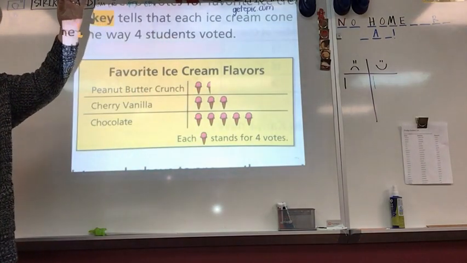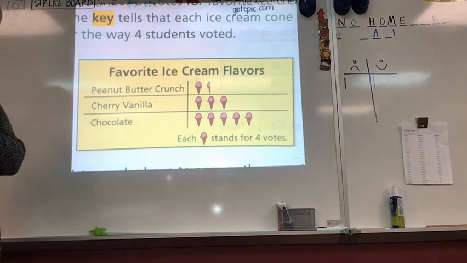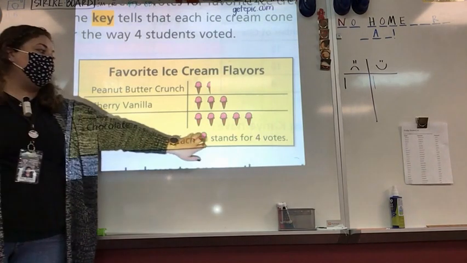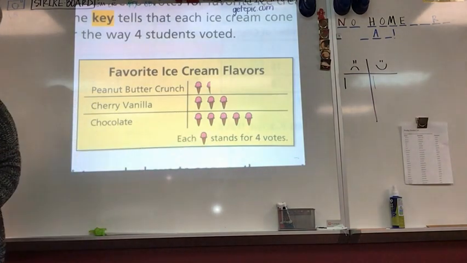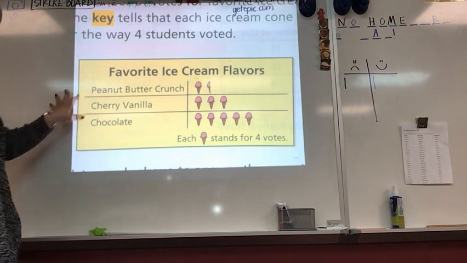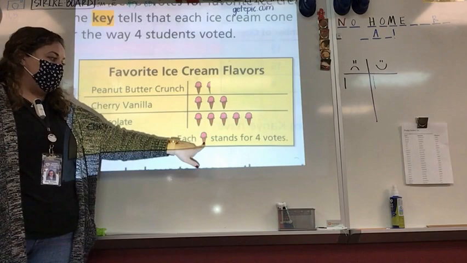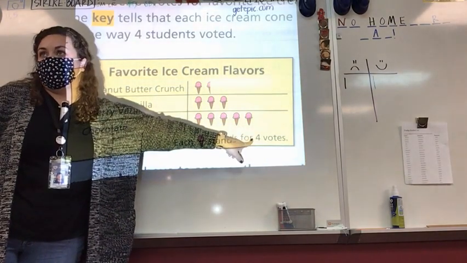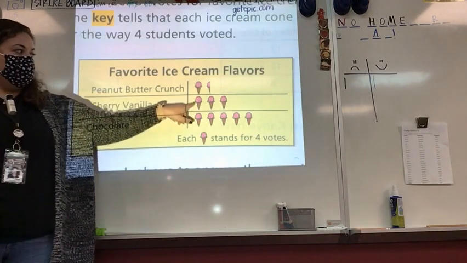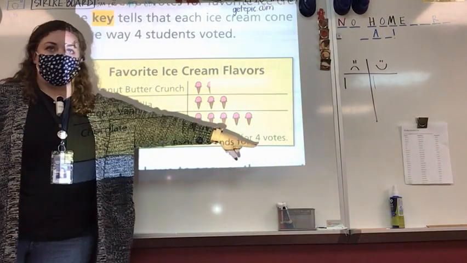What does a pictograph use to share our data? Pictures, little pictures. And then we have to look at this part called the key. What do we have to look at? Key. The key tells you how much these little pictures are representing. So in this particular pictograph, each ice cream cone stands for 4, which means that when you're counting your ice cream cones, you can multiply them by 4.